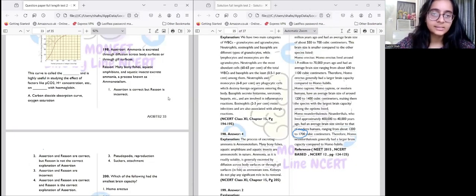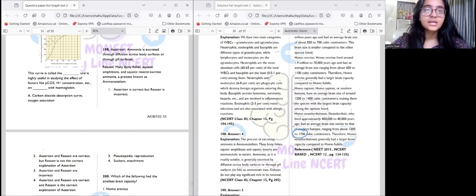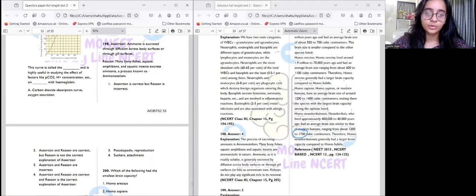So for question number 198, the assertion is that ammonia is excreted through diffusion across body surfaces or through gill surfaces. Any method where ammonia is excreted is known as ammonotelism, and the animals are known as ammonotelics. Ammonia is soluble, right? So it passes through body surfaces, through gill surfaces. And in whom does this happen? In bony fishes, aquatic amphibians, aquatic insects, who excrete ammonia by ammonotelism. So the assertion is correct, the reasoning is also correct, and it is a correct explanation. So the answer for 198 is option number 4.